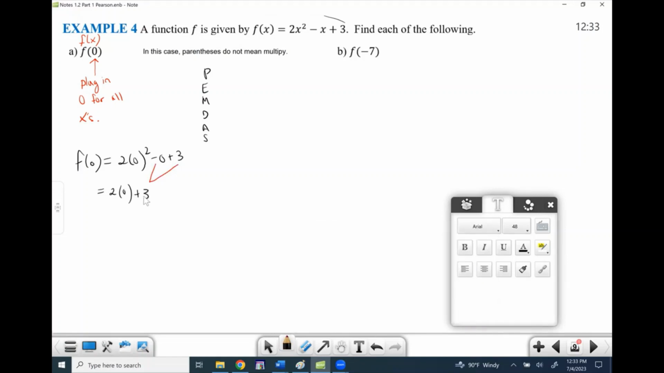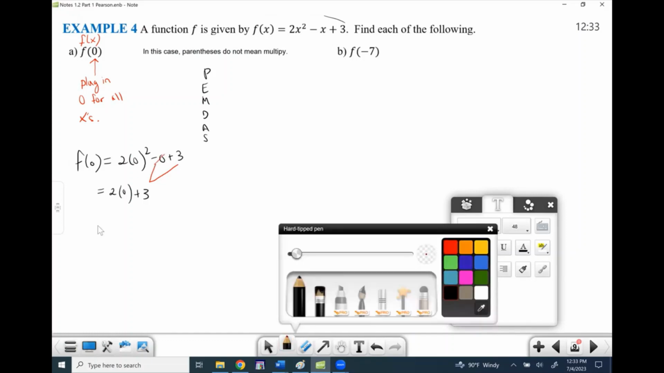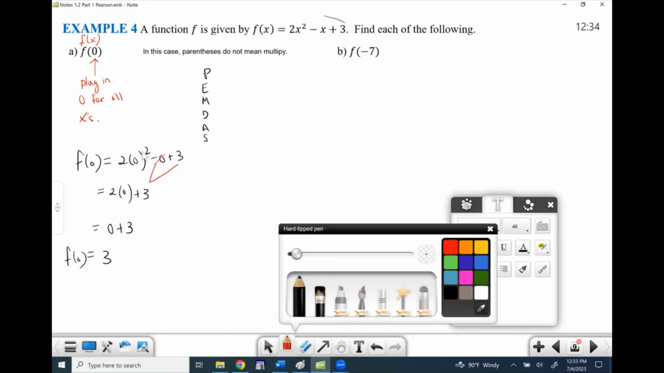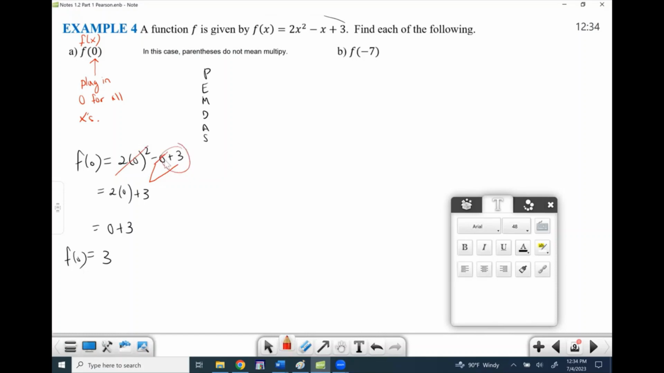Positive 3. Because basically anytime you see a 0, you can just cross it off. Okay, so then 2 times 0 is 0. And 0 plus 3 is 3. So moral of the story, how can we get this fast? If you see something like this, I just cross off anything with the zeros in it and think, okay, it's just the positive 3. So here is our answer. f of 0 is 3. That's actually the ordered pair (0, 3). Because remember, f of x equals y. So they're giving you the x value and they're giving you the y value.